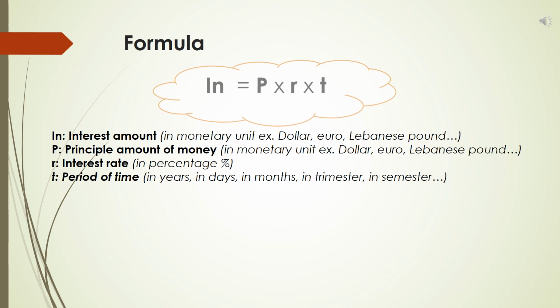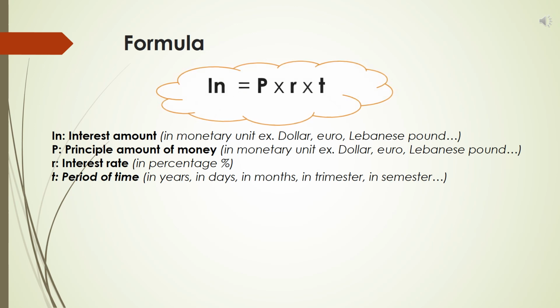R is the interest rate. That means the percentage taken from the principal amount of money. For example, 5%, 3%, 2%, 6%. So it depends. The interest rate is usually set by the central bank of each country. With the exercises, we're going to know how to use it.